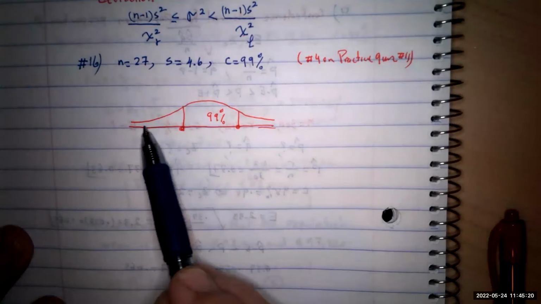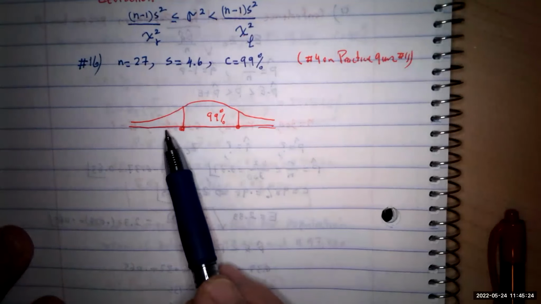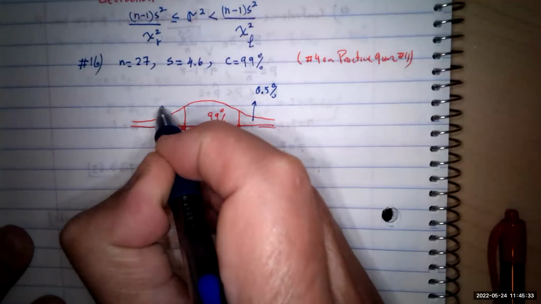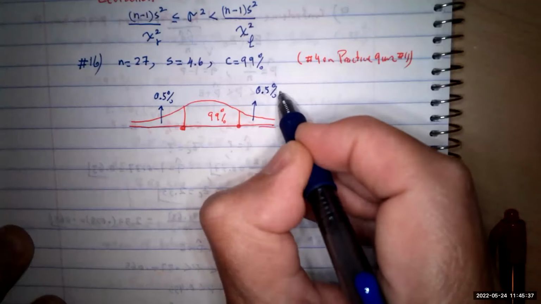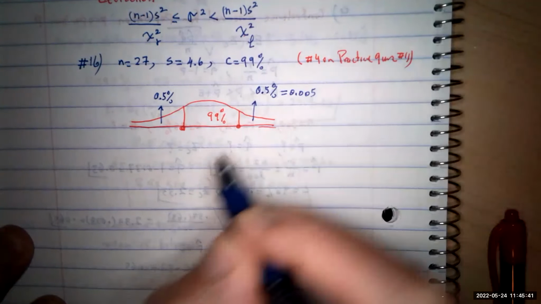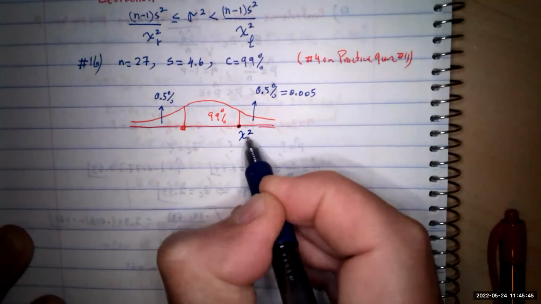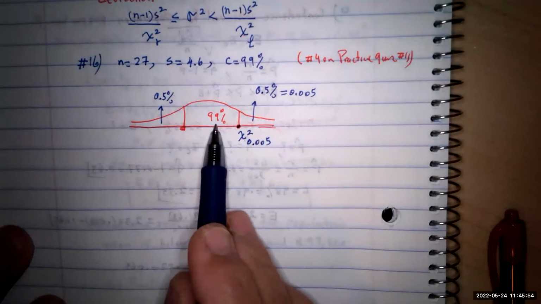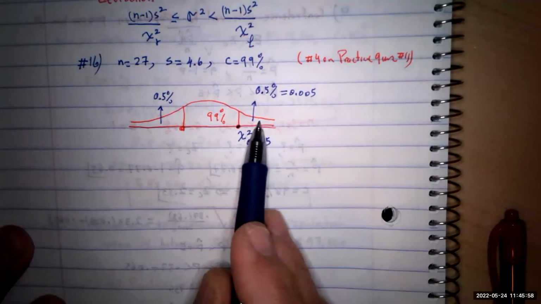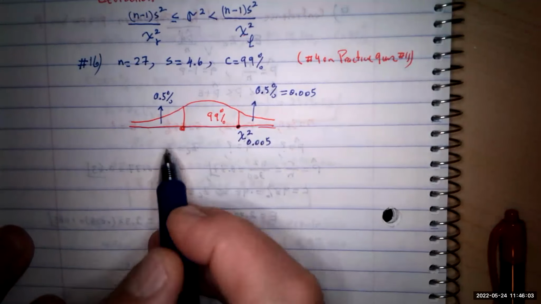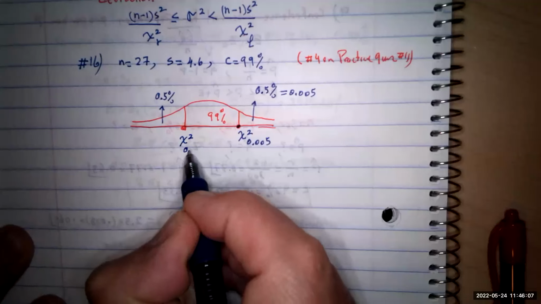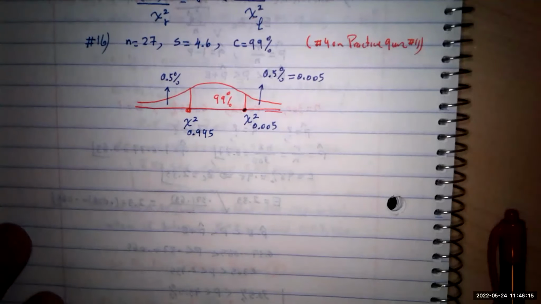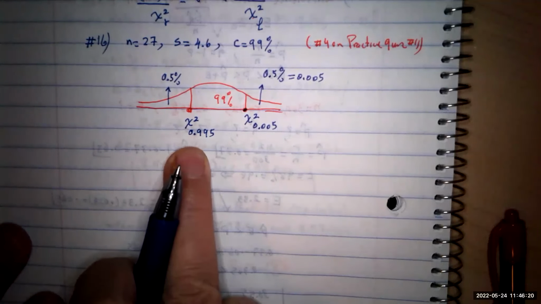So that's 99%. The full area is 100%, so the remainder is 1%. You divide it by 2, so this would be 0.5% and this would also be 0.5%. 0.5% is 0.005. So this portion over here corresponds to the chi square of 0.005. Then the area to the right of the left cut point is 99% plus 0.5%, so the full area would be 99.5%. So this point over here is the chi square of 0.995. This is the portion that you look for: the chi square to the left, 0.995, and to the right, 0.005.